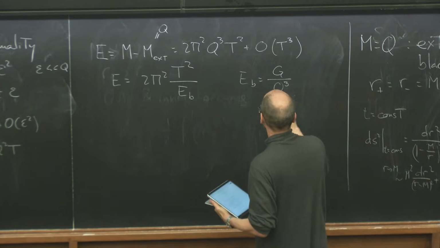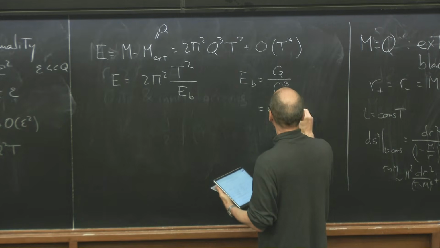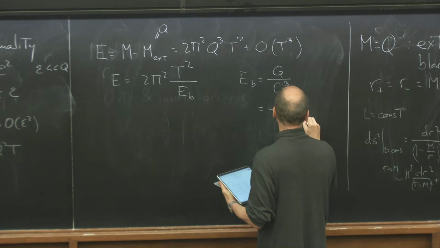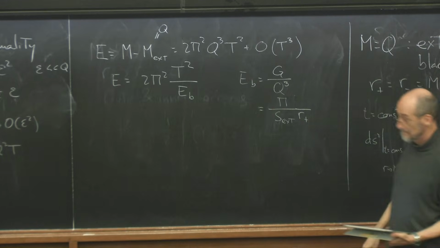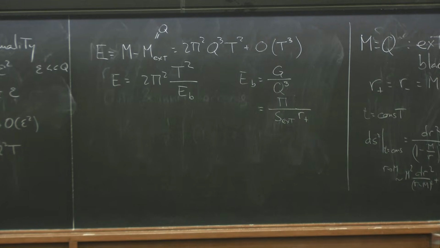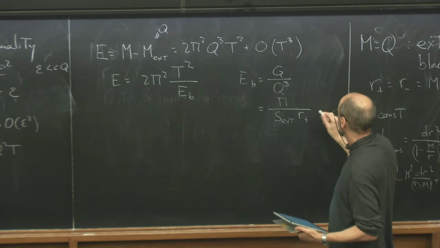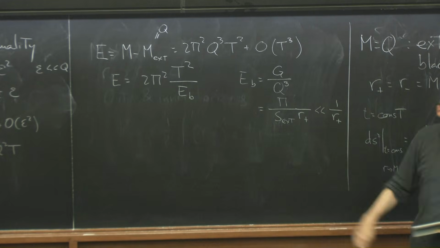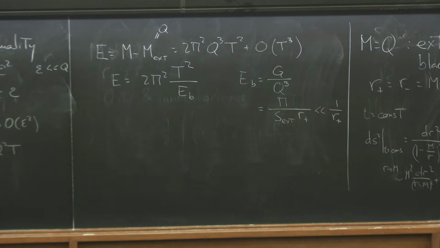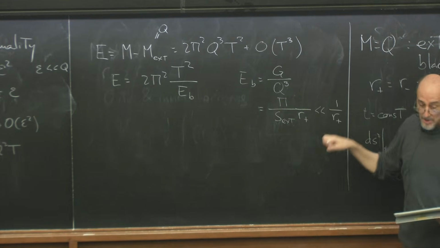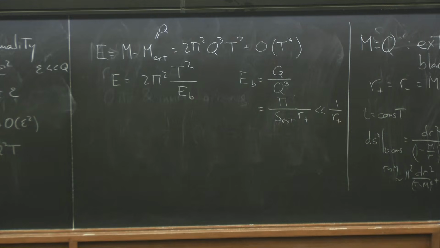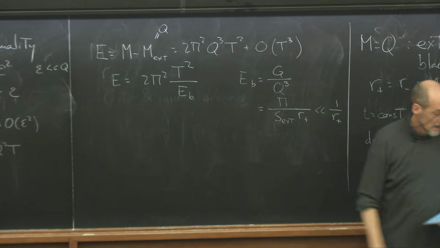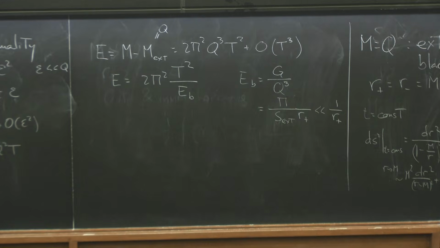I can also write it in terms of the entropy, like this, okay? Since the extremal entropy is a very large number, this is a number that's much smaller than the inverse of the black hole radius. So this is an extremely small scale. I will say more about this in a moment. But this scale will be relevant in everything that we will be saying later.